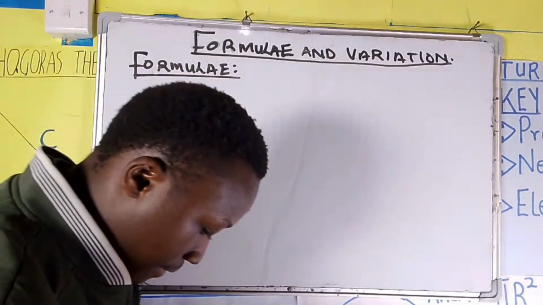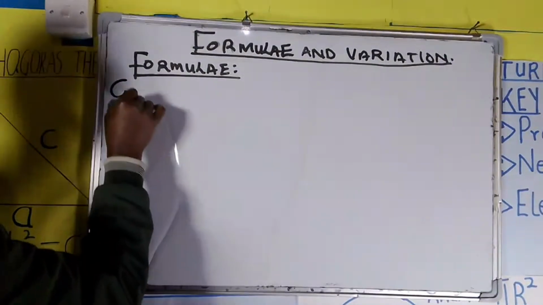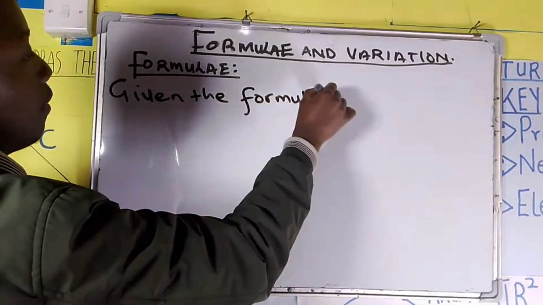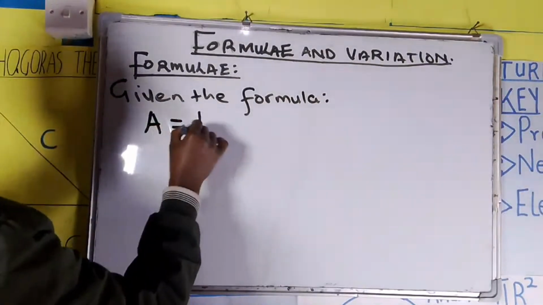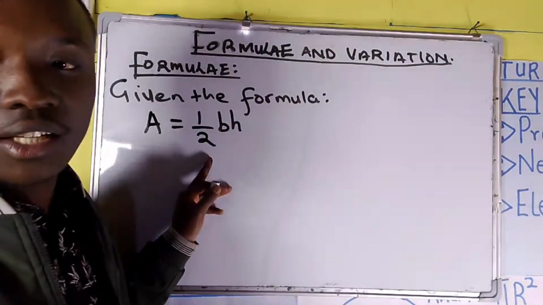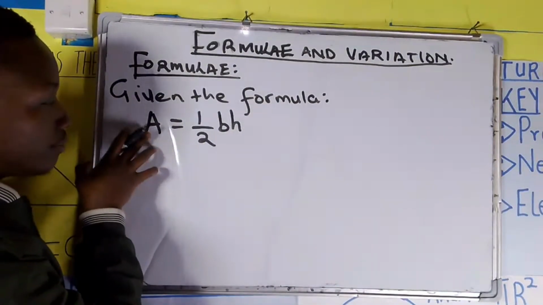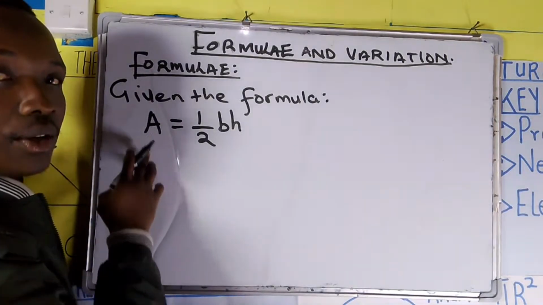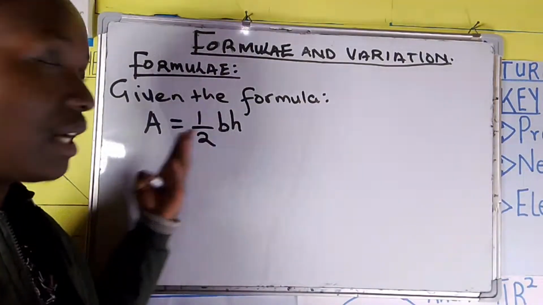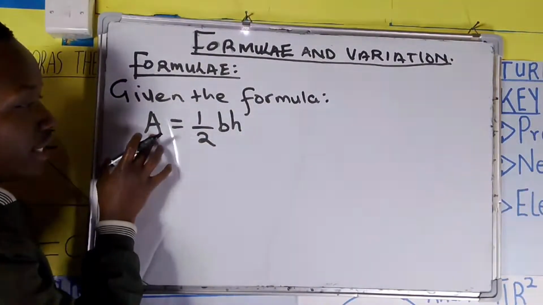For instance, given the formula of the area of a triangle, area is equal to a half base times height. This is the formula of finding the area of the triangle. In this case, our A is the subject. The reason we are saying that A is the subject is because it is on the left hand side, and not just being on the left hand side, there is no other A on this other side. So in this case, A is the subject.